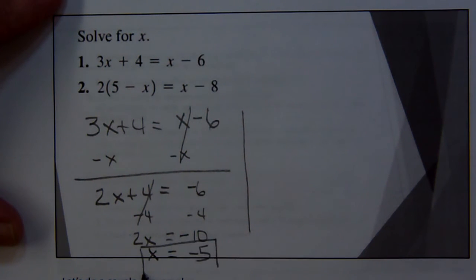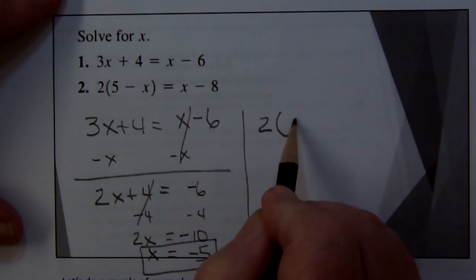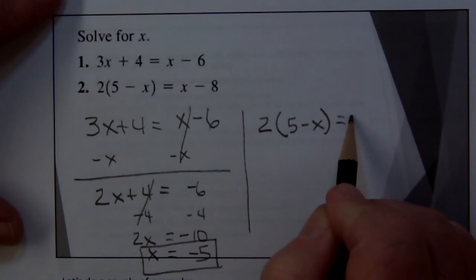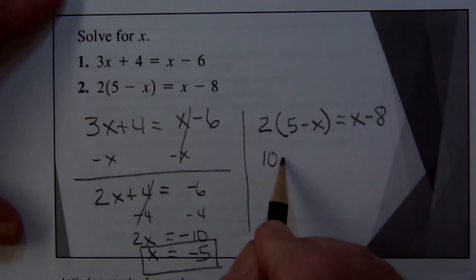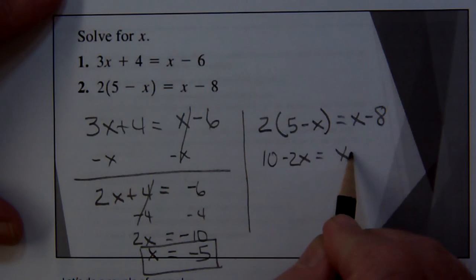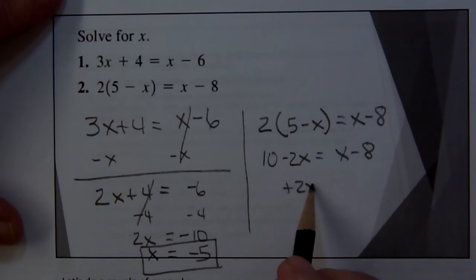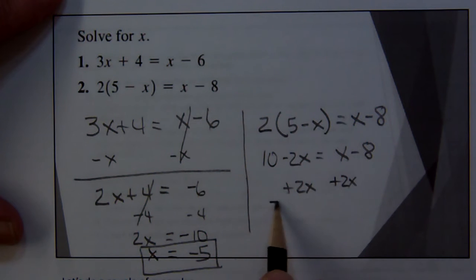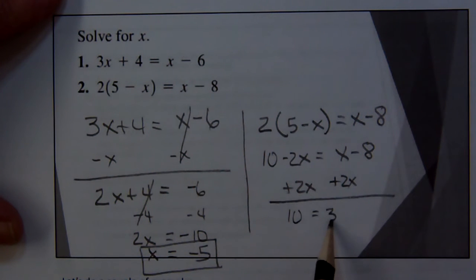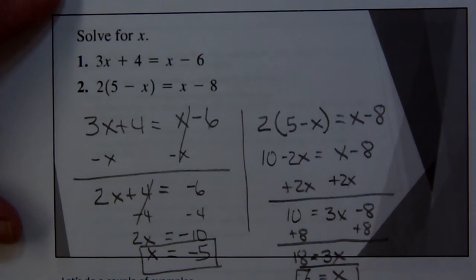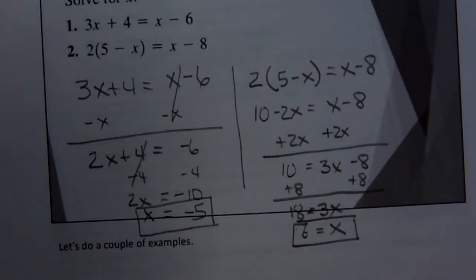That is our solution. Or we can look at this problem. We will distribute and we will add 2x to both sides, maintaining the equality, and so we will have 10 is equal to 3x minus 8. We will add the 8 to both sides, and we will get 3x equals 18, and so the solution here would be x is equal to 6. Move that up so we can see it just a little bit. So x is equal to 6 in that case.